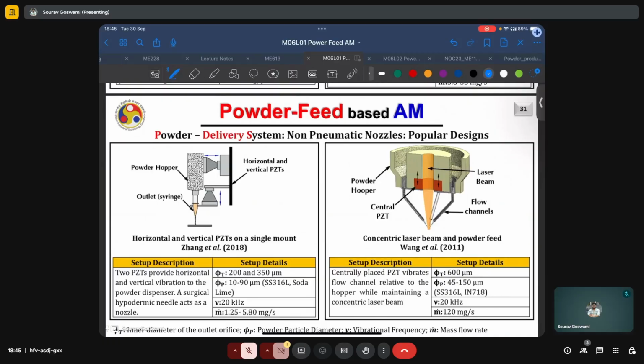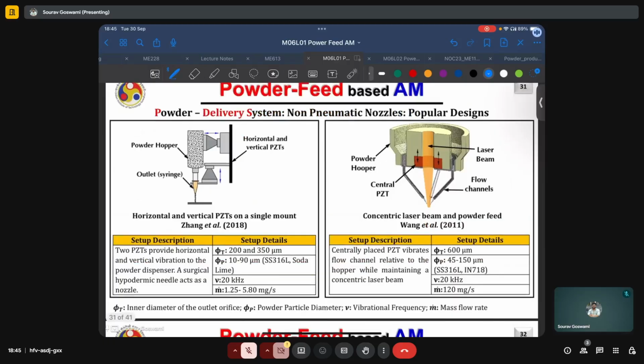Or we can have a concentric laser beam and powder feed, such as shown here in the figure to the right. I presume there are four powder flow channels. We are seeing one at the back and a cross section of the other two. So, assuming a symmetric distribution, we can expect a total of four powder flow channels to be there. Here we have a centrally placed piezoelectric which vibrates the flow channel related to the hopper while maintaining a concentric laser beam.